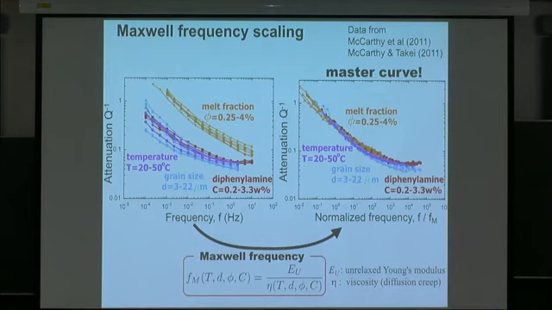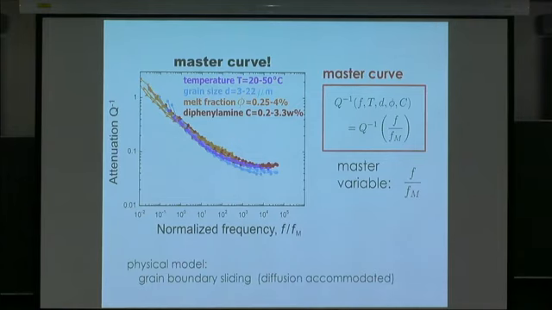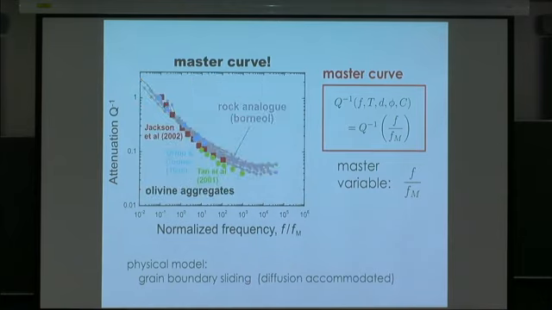This figure shows our previous data obtained with Christine for various temperatures, grain sizes, chemical compositions, and melt fractions. And when the testing frequency is normalized to the Maxwell frequency of each sample, all attenuation spectra obtained under various experimental conditions collapse onto a nearly single master curve. And with this scaling, data from olivine aggregates collapse onto the same master curve as borneol.